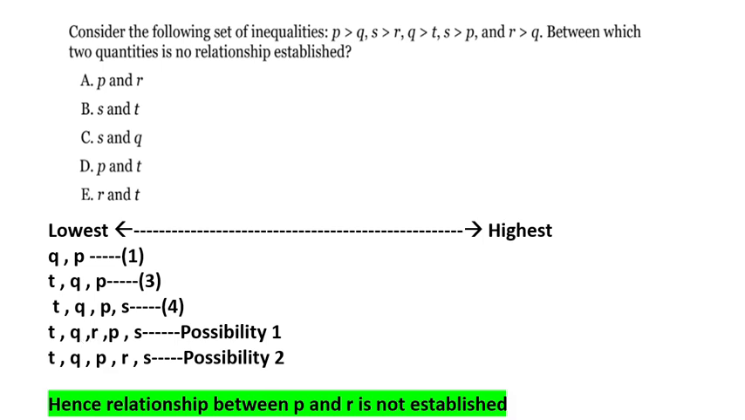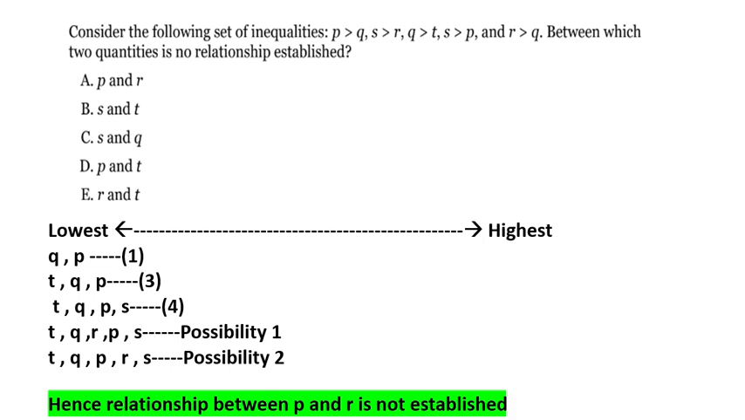Now, considering all this, we find that T is the lowest value, followed by Q, and then there are two possibilities. We know that S is greater than both P and R, so S will be the rightmost value, and we have also established that Q is less than R and Q is less than P. So Q will be to the left of R and P. The only relation that we don't know is whether R is greater than P or P is greater than R. So we have two possibilities, either it is TQRPS or it is TQPRS.